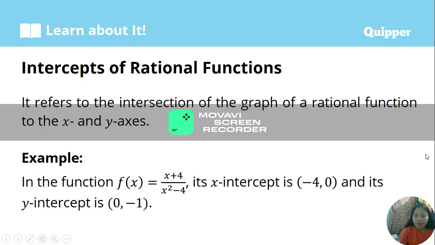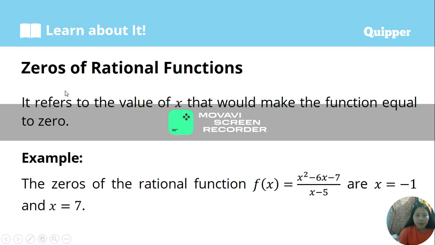Next, zeros of rational functions. It refers to the value of x that would make the function equal to 0. For example, the zeros of the rational function are x equals negative 1 and x equals 7. These are zeros. Why?